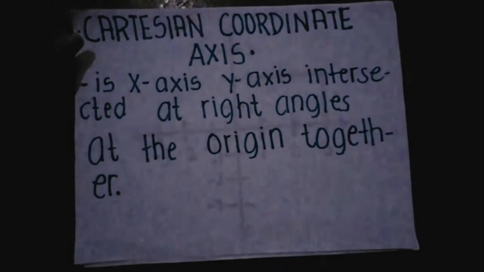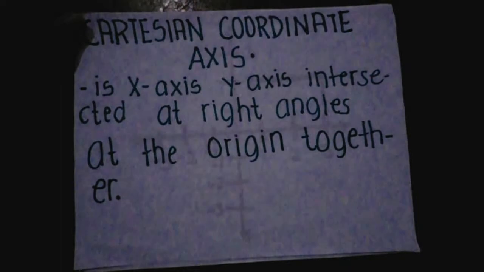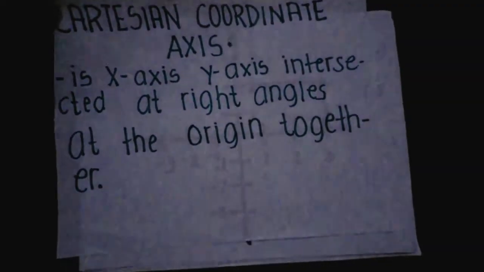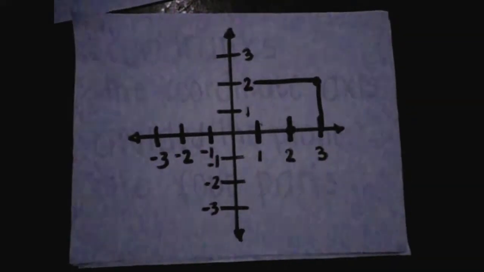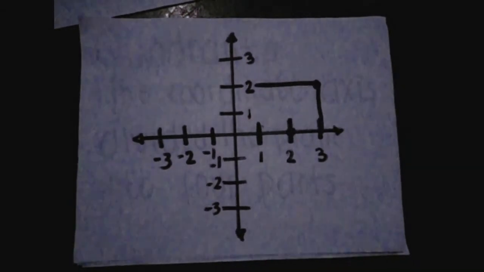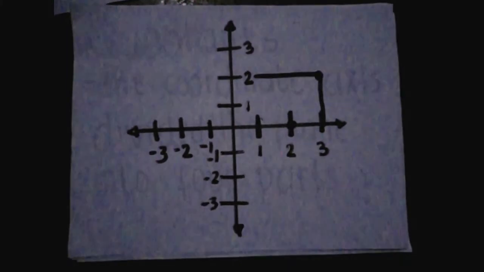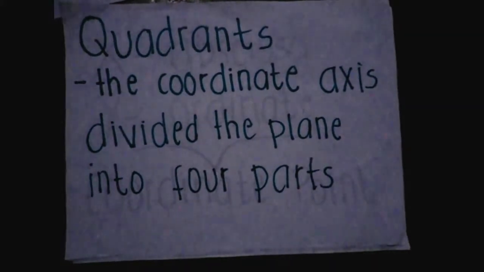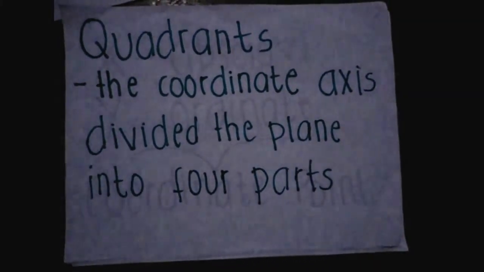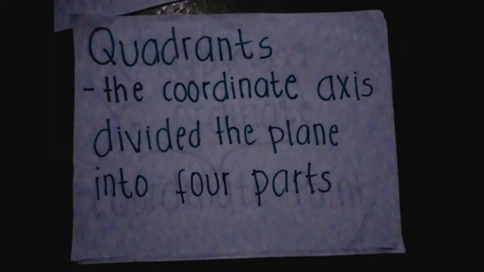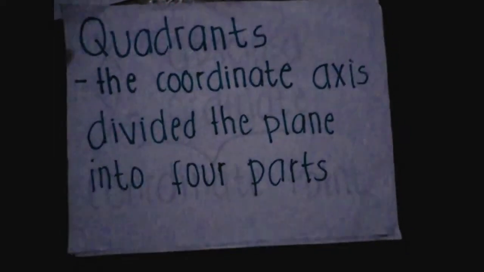Cartesian coordinate axes are the x-axis and y-axis intersecting at right angles at the origin. So you can see the x and y axes intersect, so the lines form right angles. Quadrant. The coordinate axes divide the plane into four parts: first quadrant, second quadrant, third quadrant, and fourth quadrant.